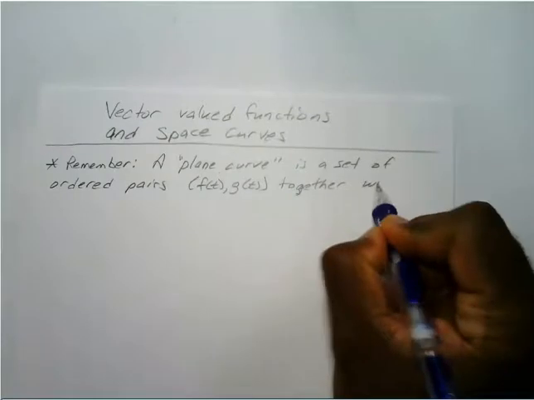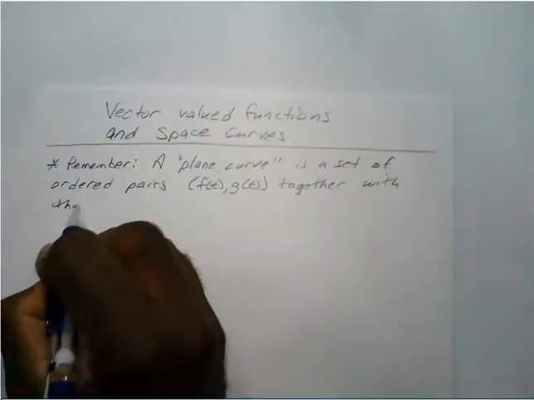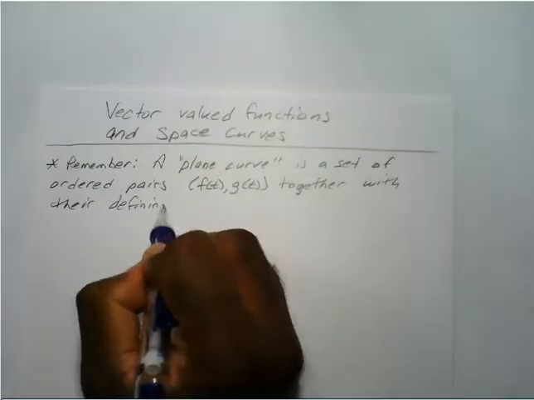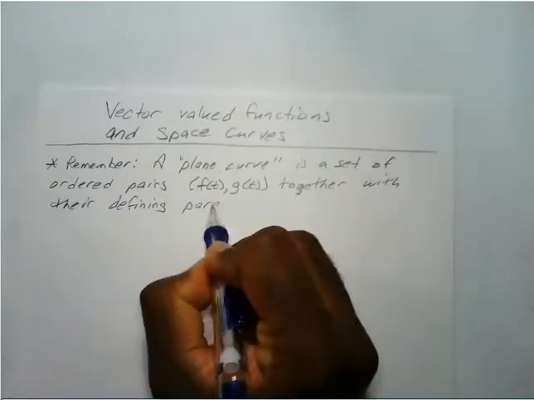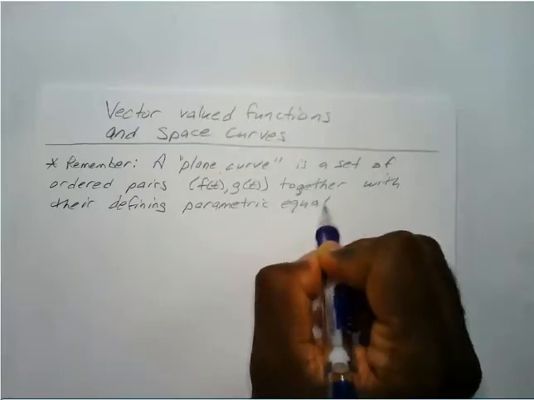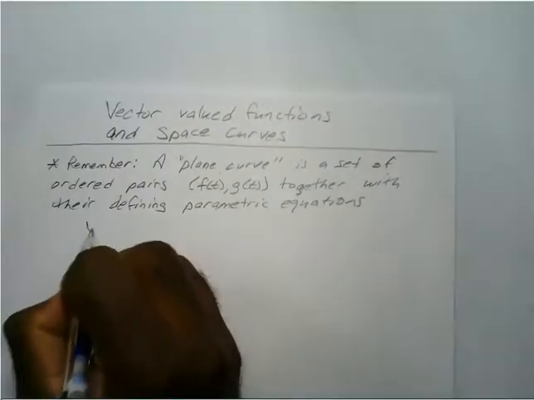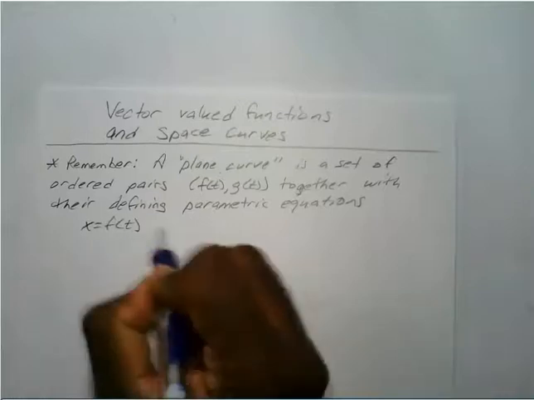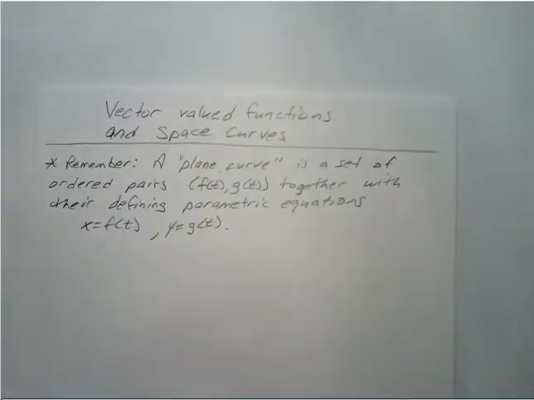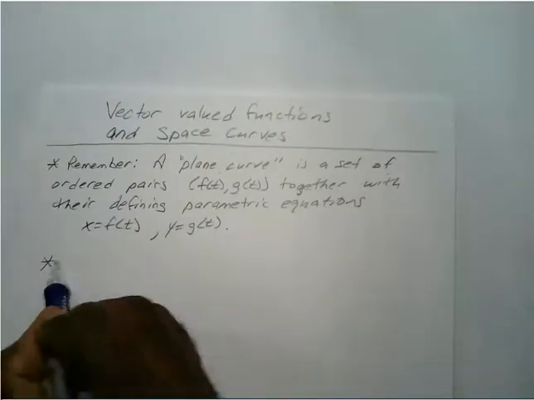Together with their defining parametric equations, and that's x equals f of t and y equals g of t. Okay, so that's just a curve on a plane. Now a space curve is of course in three dimensions.